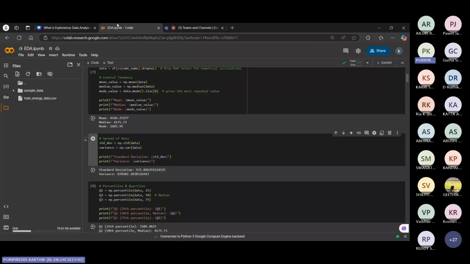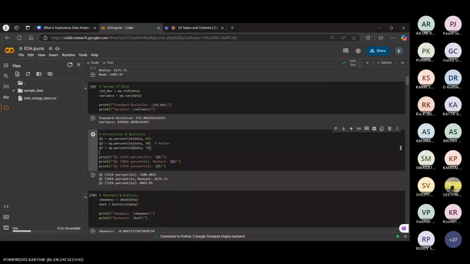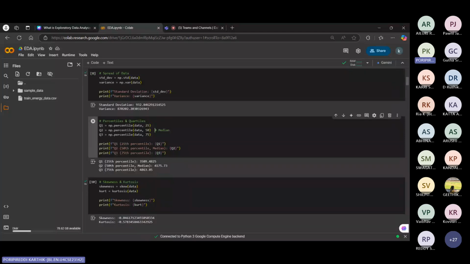And now the coding part. Here we use np.percentile of data, comma 25, which is the Q1, and the median is the Q2, and the Q3 is the 75th percentile. Q3 is the 75th percentile, and Q1 is the 25th percentile. Now we got our Q1, Q2, and Q3.